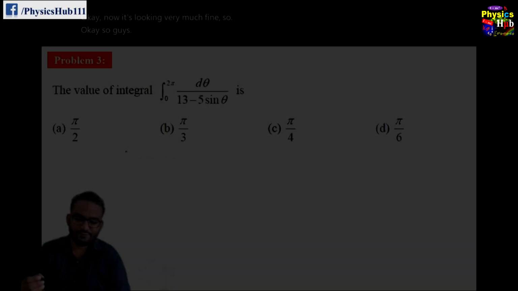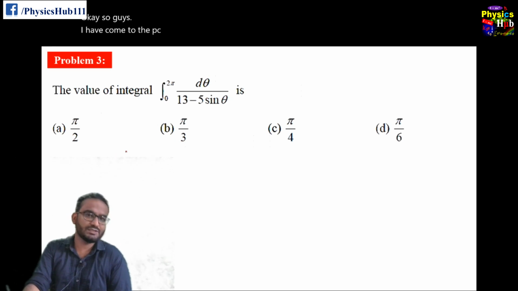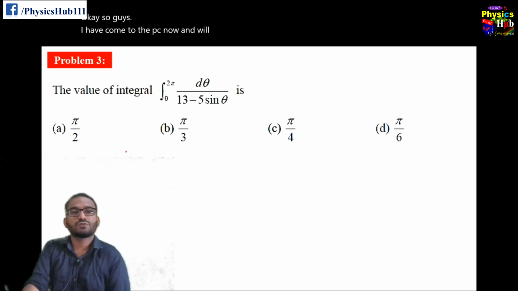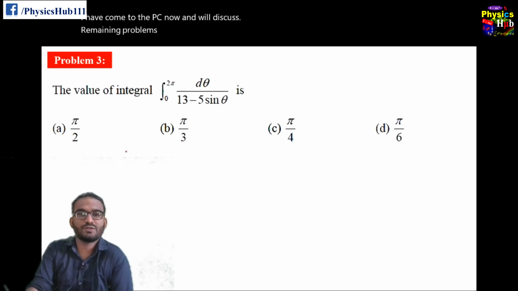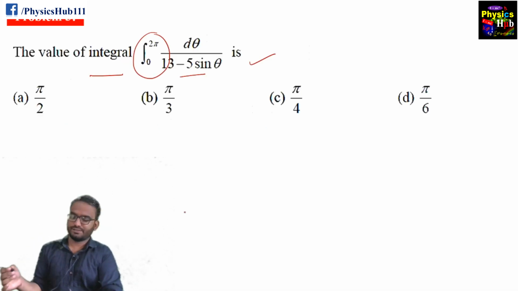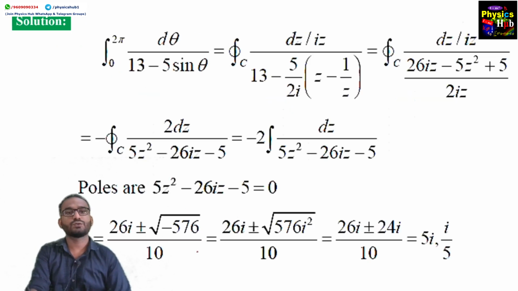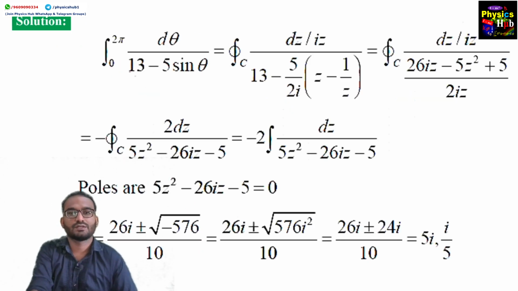Okay, so guys, I have come to the PC now, and we'll discuss the remaining problems on PC. So let's discuss problem number 3. The value of the integral from 0 to 2π of dθ/(13 - 5 sin θ) is, you are given 4 options. So how can you do this problem? We'll convert this integration in terms of complex integration.